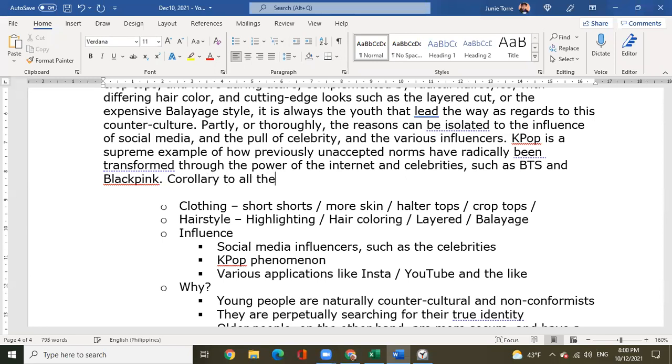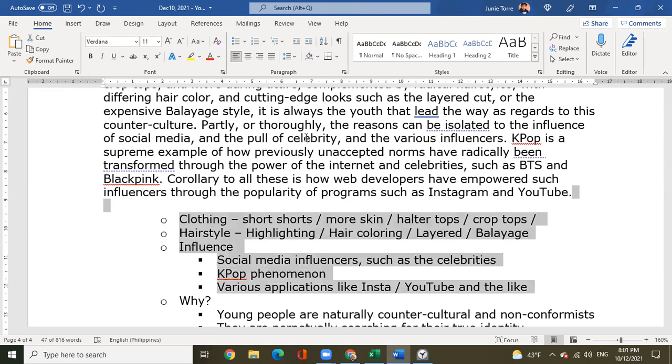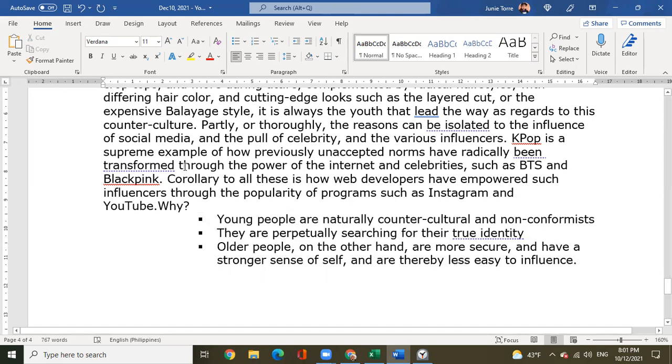Corollary to all these is how web developers have empowered such influencers through the popularity of programs such as Instagram. Instagram right now is under hot water for all of its negative influences on the youth. And YouTube there. So we have covered that, guys. There. Then we're now going into the why.